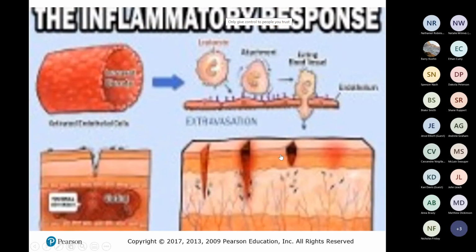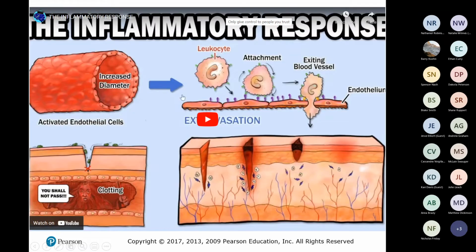All right, the next video I have here is how our inflammation response works. I have a series of 3 videos here that we're going to watch. It's how our inflammatory response works in conjunction with our blood vessels, in conjunction with our clotting, how this all kind of takes place.